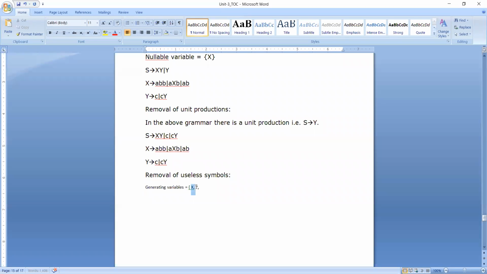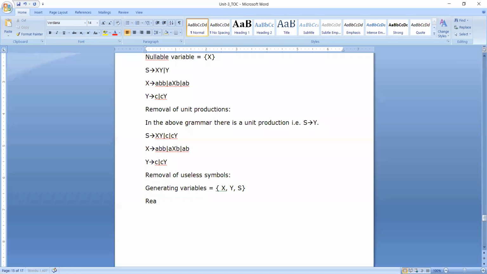Then when X and Y both are generating variables and there is a production S derives to XY, like this also I can say S is generating. Or there is a production directly available for S, which is nothing but S derives to small c. Now we can say that S is also a generating variable. Fine. Next, what is the next one we have?